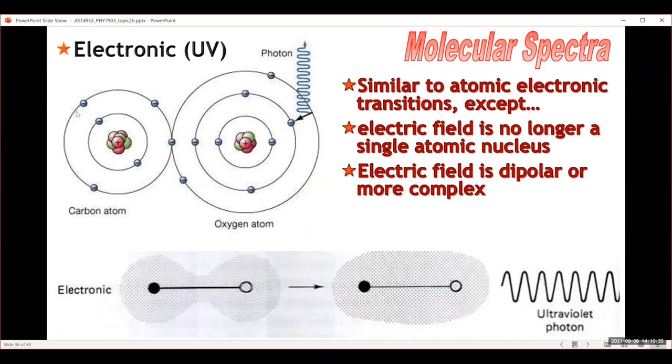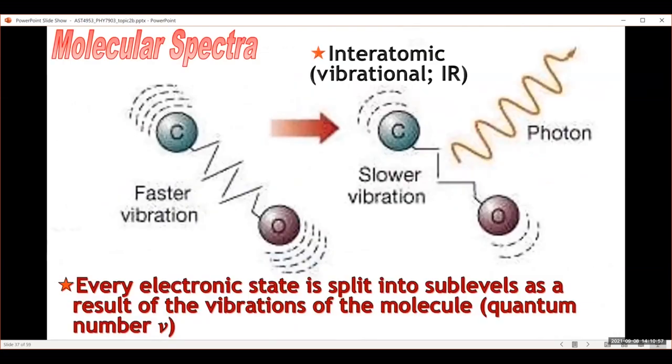This is kind of an overly cartoonized version. And here what you can see, it's really kind of an electron cloud, and that's kind of changing shape. We get an ultraviolet photon emitted. But we have some other things that can happen with molecules.